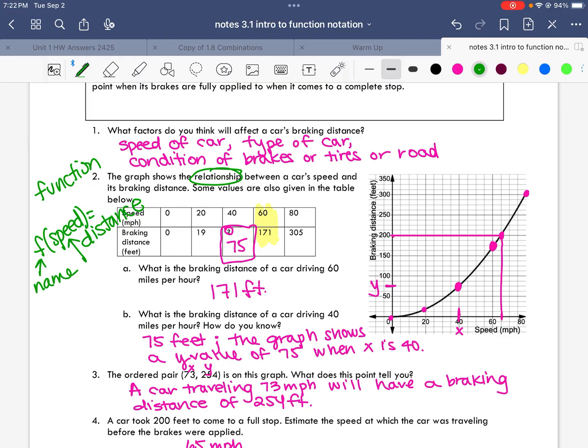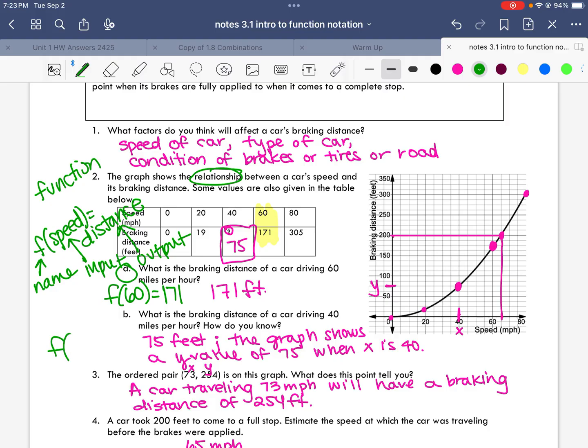Whatever I put here is the input, and whatever I put here is the output. We'll write all this down in a little bit, so it's okay if you don't get everything. I know there's not a lot of room right there. For example, another way to write this question and answer would be f of 60. In other words, I put 60 miles per hour into the function, and it gives me back 171 for the distance.